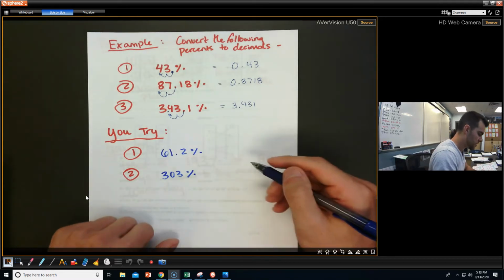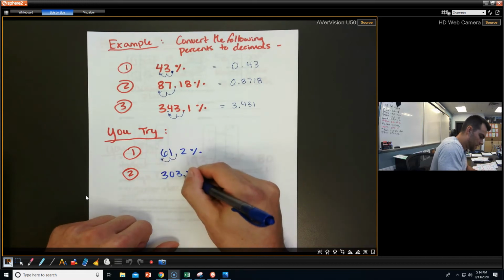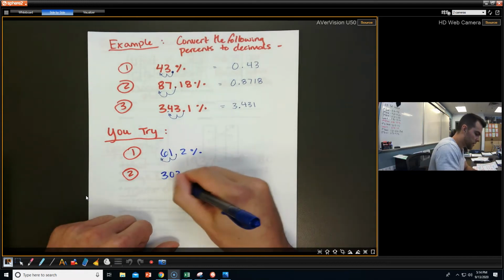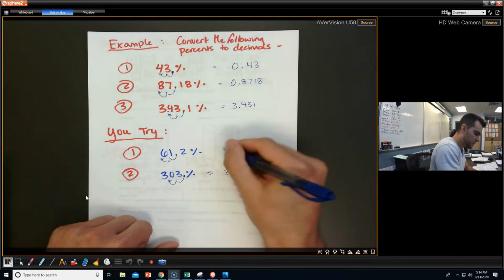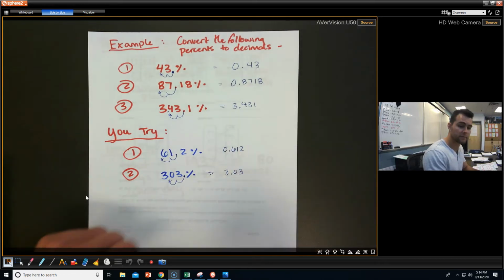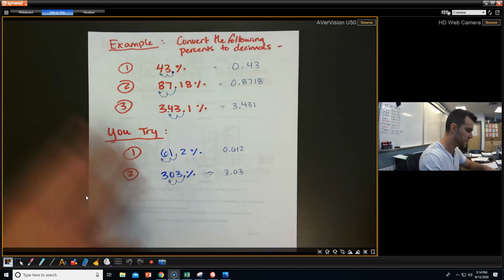All right, let's see what you guys came up with. This is what I came up with. Again, to the left twice. All right, again, here's my decimal, to the left twice. 3.03, this one's 0.612. And there you go. That's it. Not too bad.